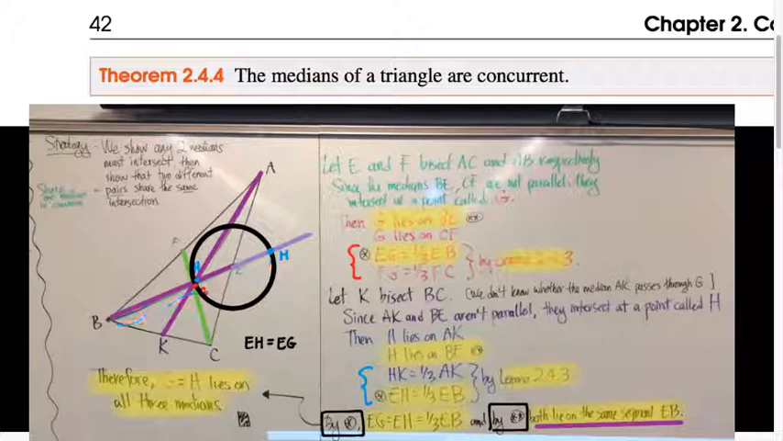So there are those little details that the author didn't help us to fill in, but they're worth thinking about, why this is a sufficient set of criteria for us to guarantee that G and H are in fact the same point.